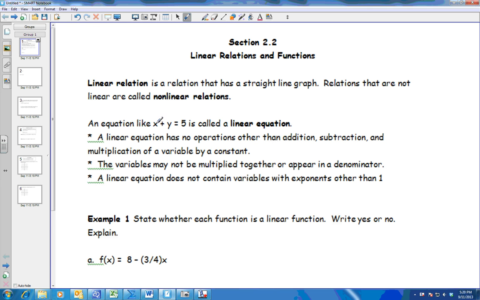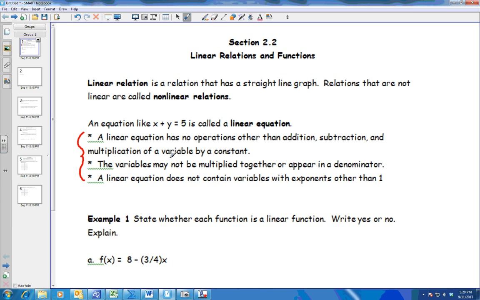So an equation like x plus y equals 5 is called a linear equation. If we graphed this, it would form a straight line. Okay, so these three things right here are going to tell you how to determine whether something is linear or not without having to graph it. First of all, a linear equation has no operations other than addition, subtraction, and multiplication of a variable by a constant. And I'll show you what that looks like.